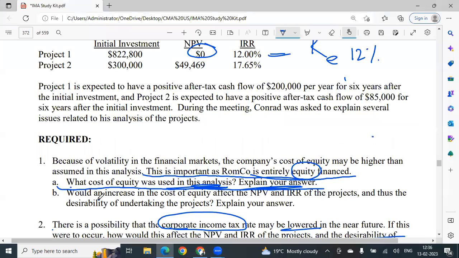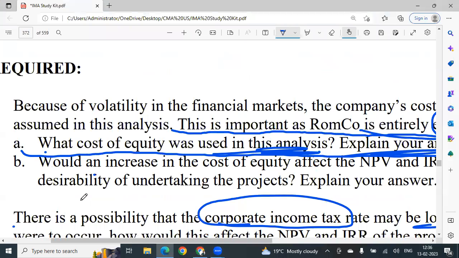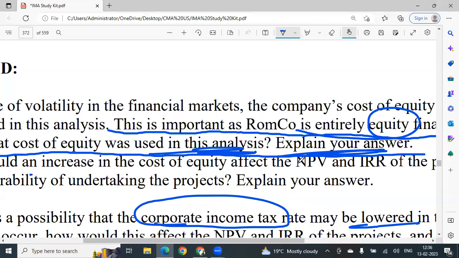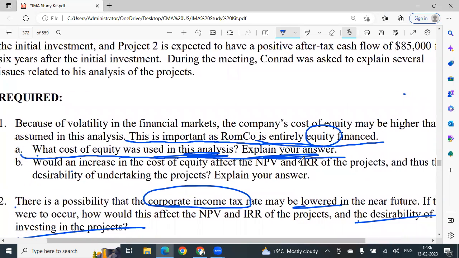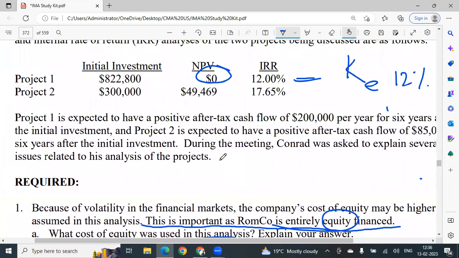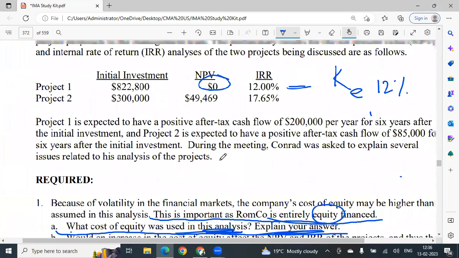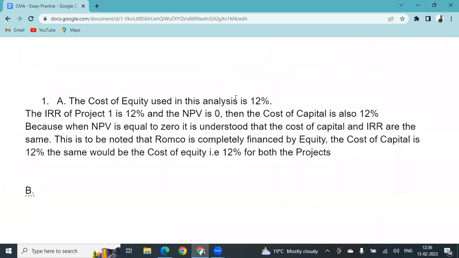Would an increase in cost of equity affect NPV and IRR of the projects and thus the desirability of undertaking the projects? Would an increase in cost of equity? Now, cost of equity here, what will happen? Cost of equity is increasing, means your cash flow will go down. So let me just write down.